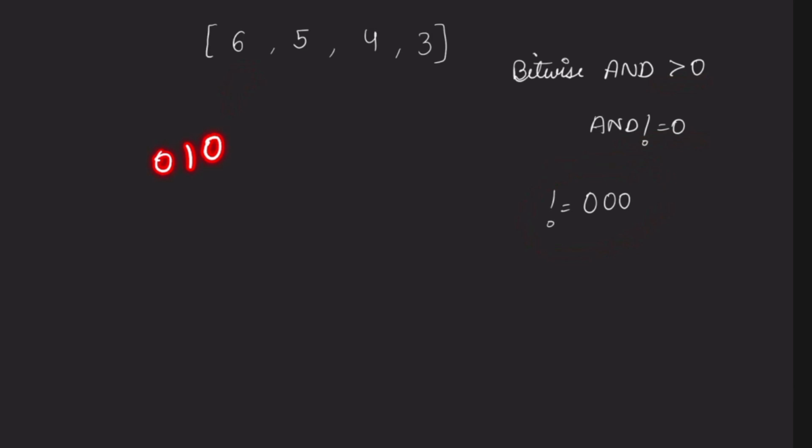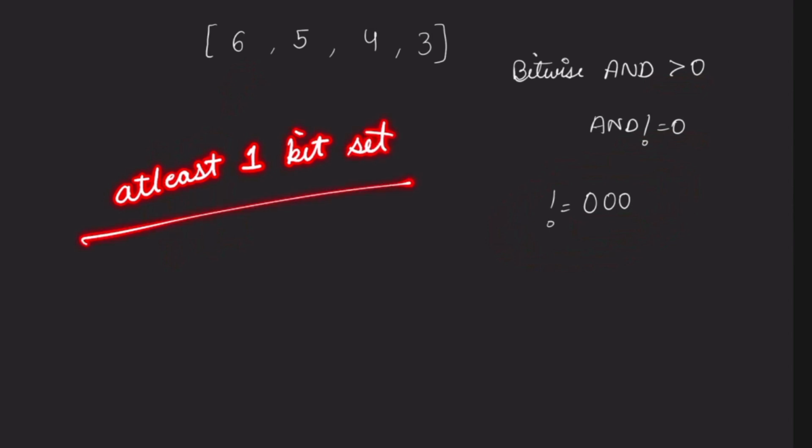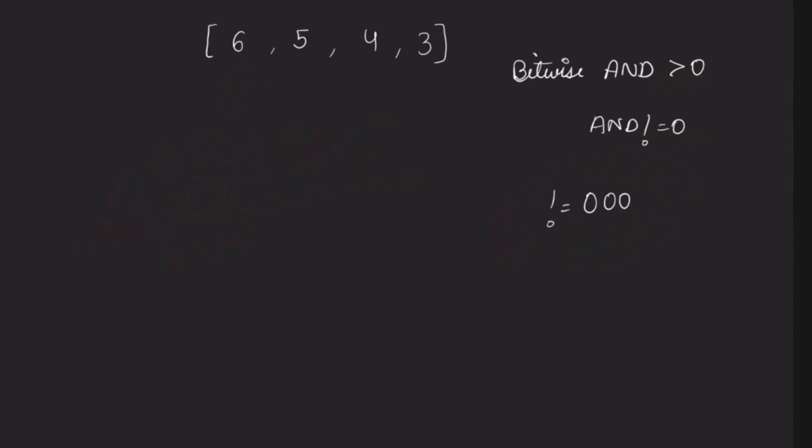I can have 0, 1, 0. I can have 0, 0, 1. I can have 1, 0, 0. Anything it can be, but not 0, 0, 0. So that means in my bitwise AND, there should be at least one bit that is set. If there is at least one bit set in my bitwise AND, then I can count it as a valid bitwise AND. So this will work, this will also work, and all of these are going to work. Meaning if there is at least one bit set in my bitwise AND, then it is a valid bitwise AND for me.